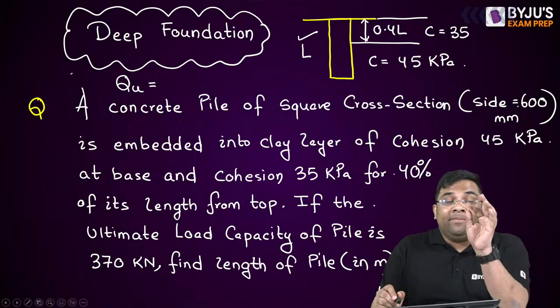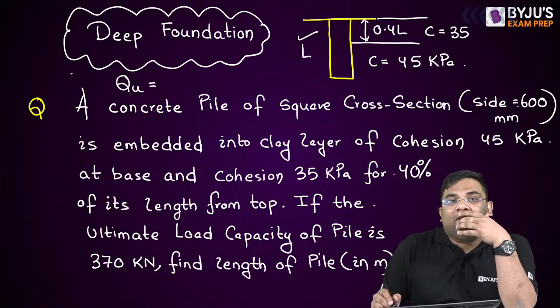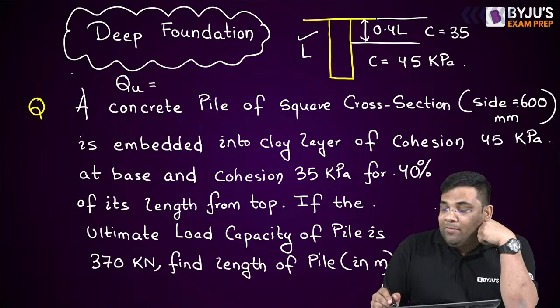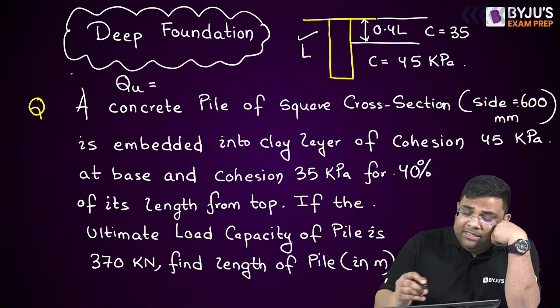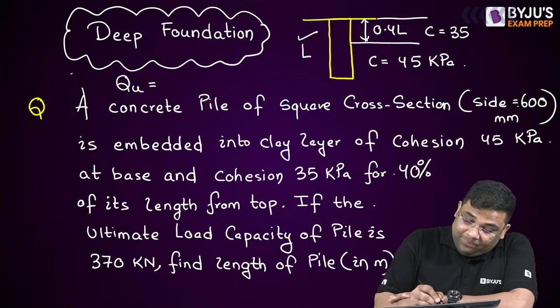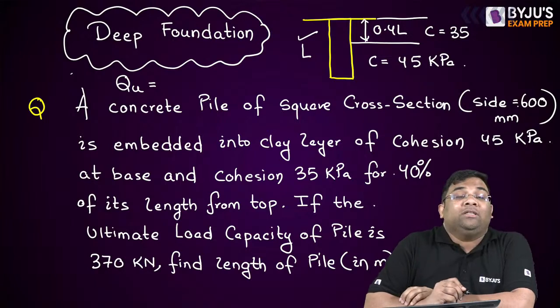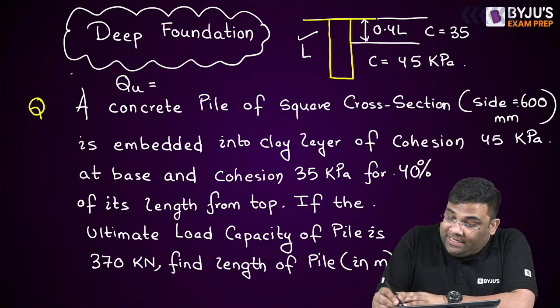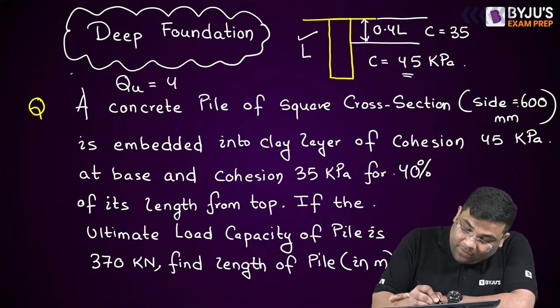It is the end bearing plus the skin friction, right? Now how much is end bearing? End bearing we see is C and C into what? Area of base. So cohesion, how much cohesion will we take? Base, na? Base will take 45. So 45 and Nc is 9, right?